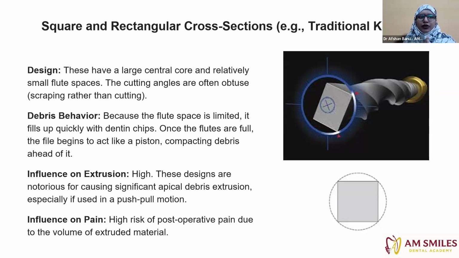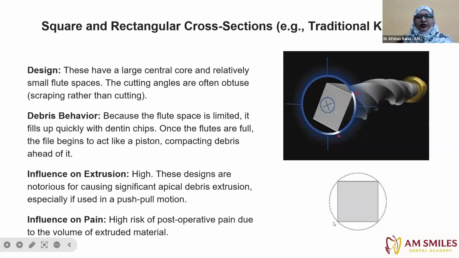Starting with the square or rectangular cross sections. In these files, the flute sizes are very small; the space in between the flutes is very little, and the file is more rigorous. The cutting edges are very sharp, so it will cut very much. The tooth is cut more, debris production is also more, and it will push the debris towards the apical region. So this is a conventional rectangular, a conventional square cross section. If you can see, this is a conventional one with sharp edges.